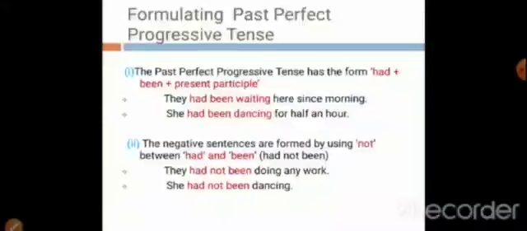The negative sentences are formed by using not between had and been. It will become had not been. They had not been doing any work. She had not been dancing. So if it is negative, it will become had not been. If it is positive, it will become had been.